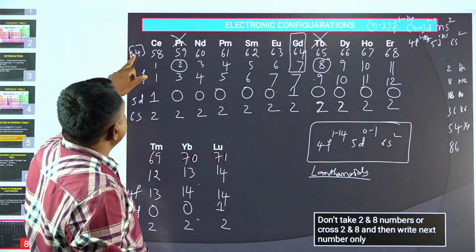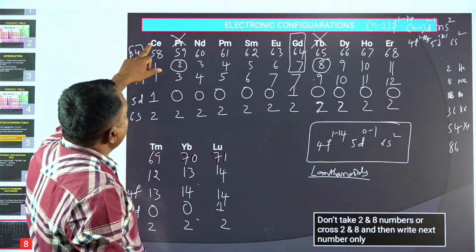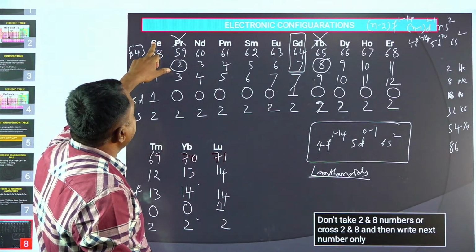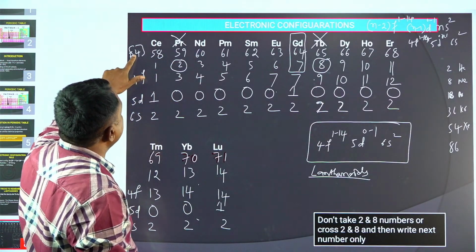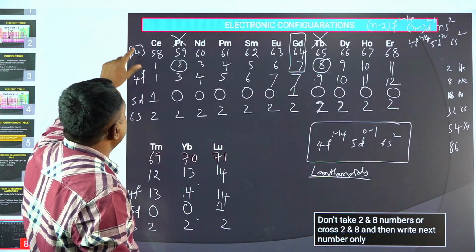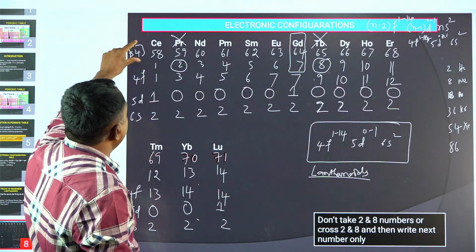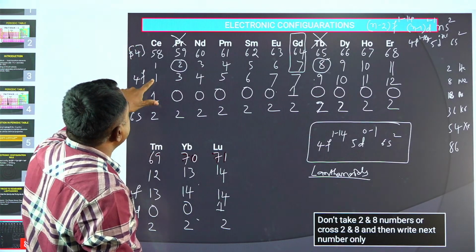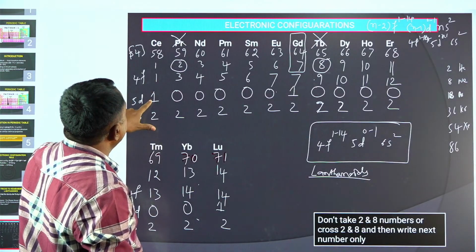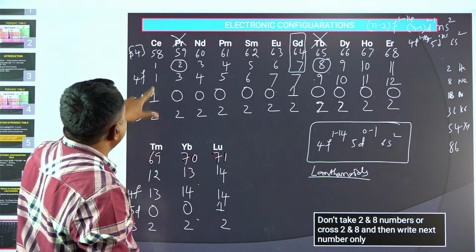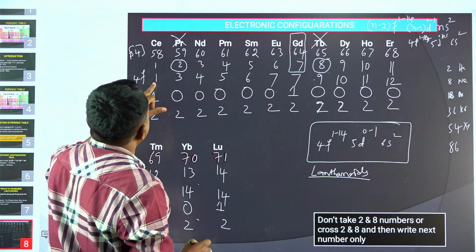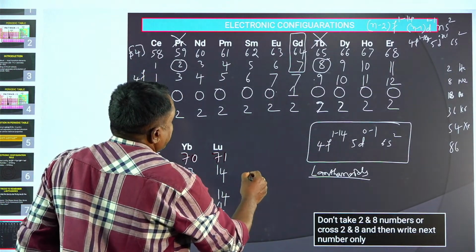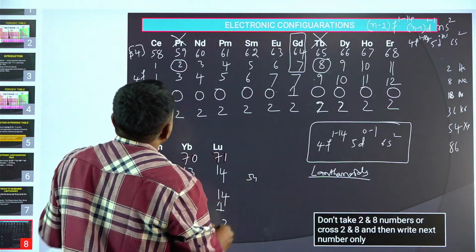Now, the nearest noble gas for all these lanthanide series elements is what? Xenon, whose atomic number is 54. 54 is the atomic number of xenon. 54 plus 4f1, 55, 56, 57, 58. Therefore, it should be 58 only now. So actually 54 is the atomic number of xenon.